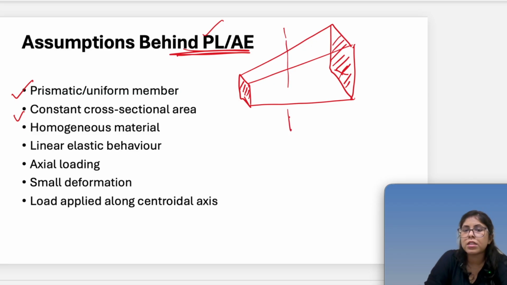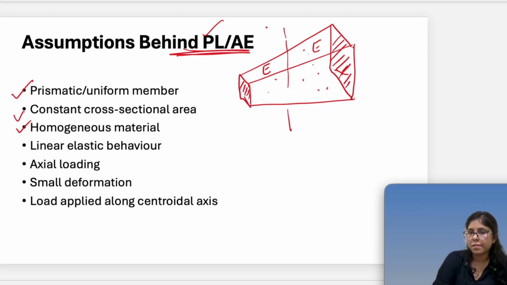At every section the area will be different. So there should be an assumption, the second assumption, that it should have a constant cross-sectional area, and the material should be homogeneous everywhere. That means the E value, the modulus of elasticity, will be the same at every point. That is all we want. If E also changes, this will not be valid, right? And then linear elastic behavior, that also, because it came from Hooke's law, that is working in linearity.